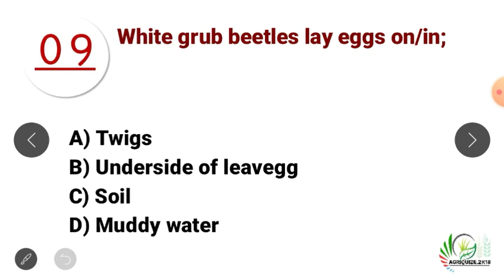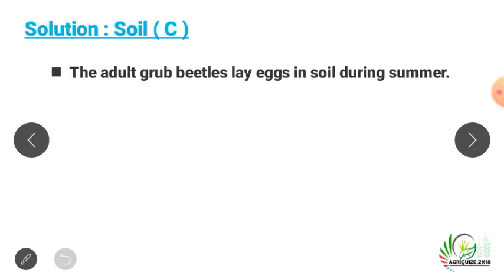Question number 9. White grub beetles lay eggs on or in? Option C, soil is the right answer, as white grub adult beetles lay eggs in the soil during summer season.